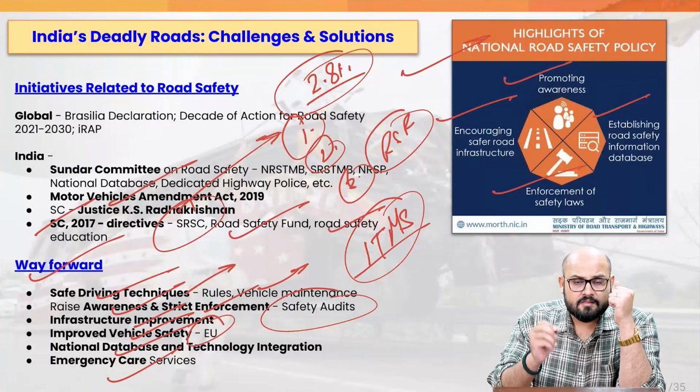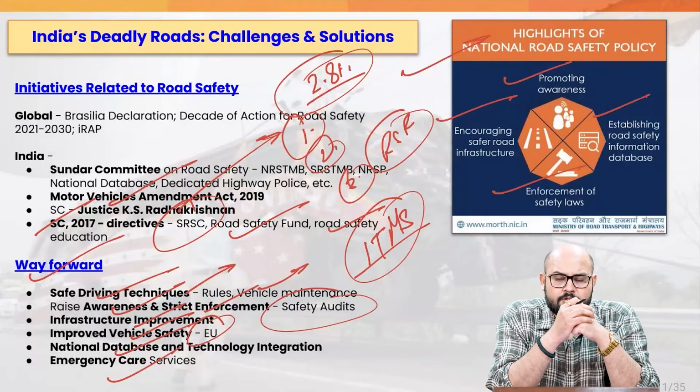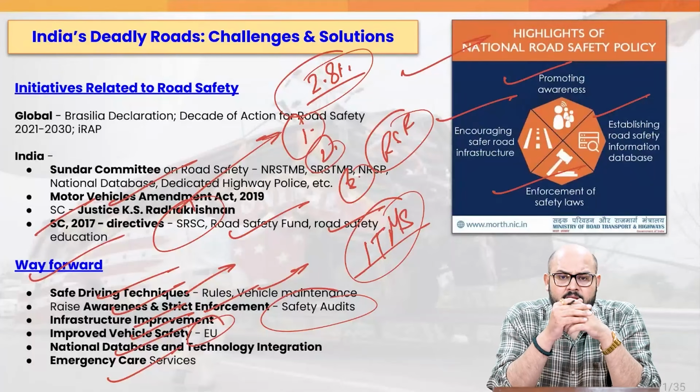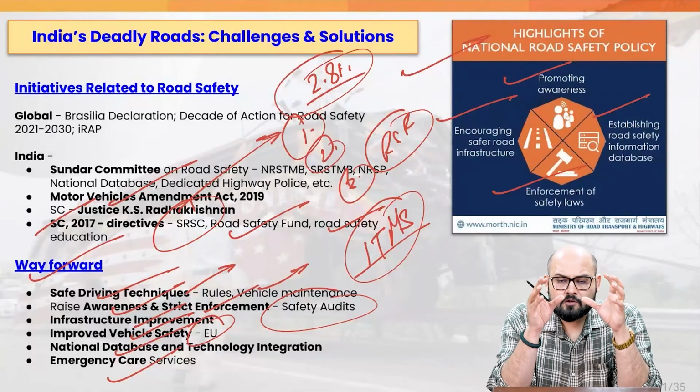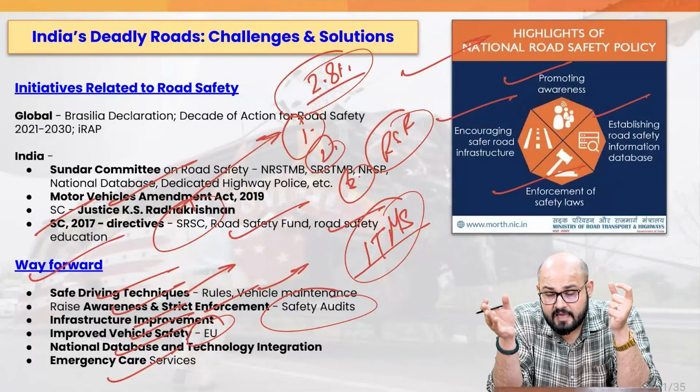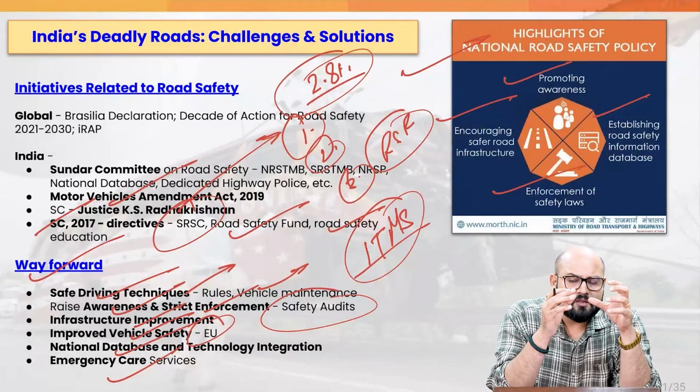Then we have emergency care services. You must have heard about the golden hour. It's the very first hour after the accident takes place, where the chances of survival are the most. So we need to come up with emergency care services near these national highways, so that the lives of the persons can be saved.